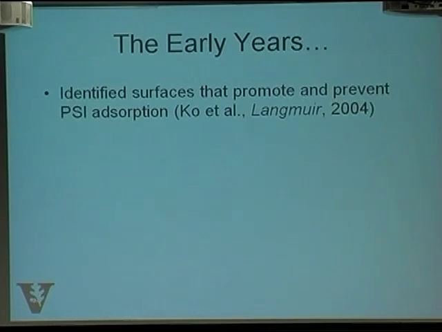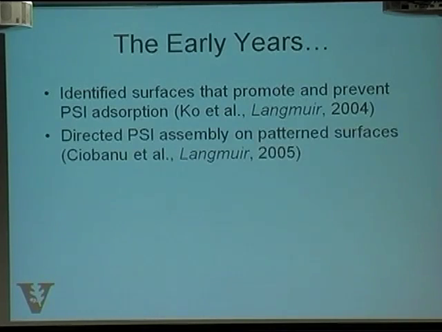So our first paper came out in 2004 in Langmuir. Basically, what we were able to show in that paper is that we could identify surfaces and test surfaces that allowed Photosystem I to absorb onto that surface, and we could find surfaces, prepare them that did not, basically that prevented the protein from absorbing. So imagine this is useful because if you can do that, you can get protein to go here and here, but not here. Okay? And that's exactly what we did in the second paper, is we showed that you could direct where this protein goes on the surface.